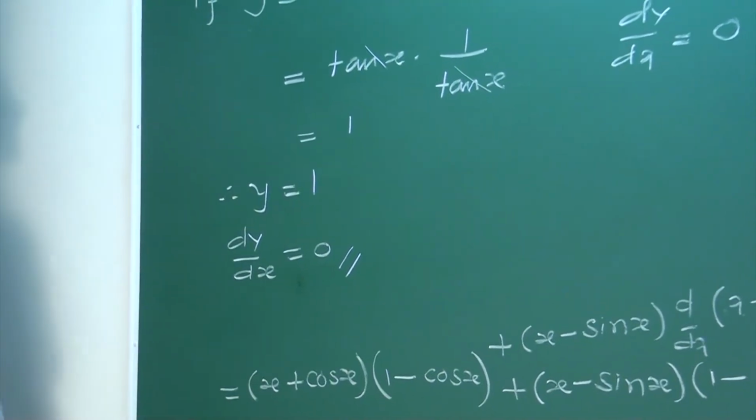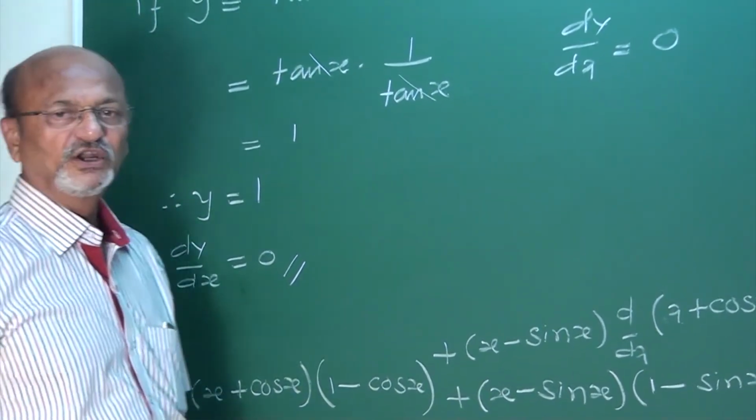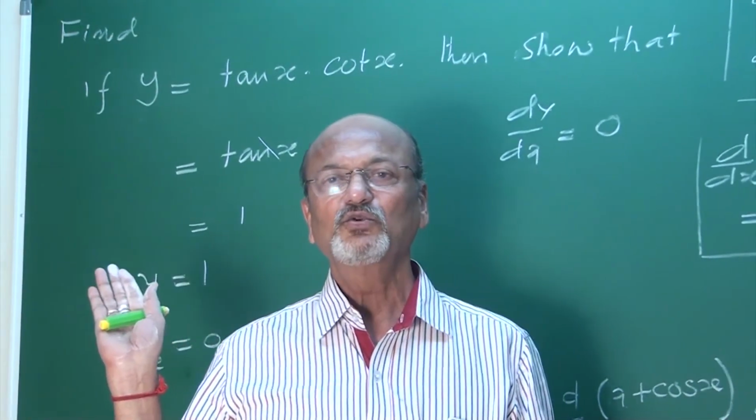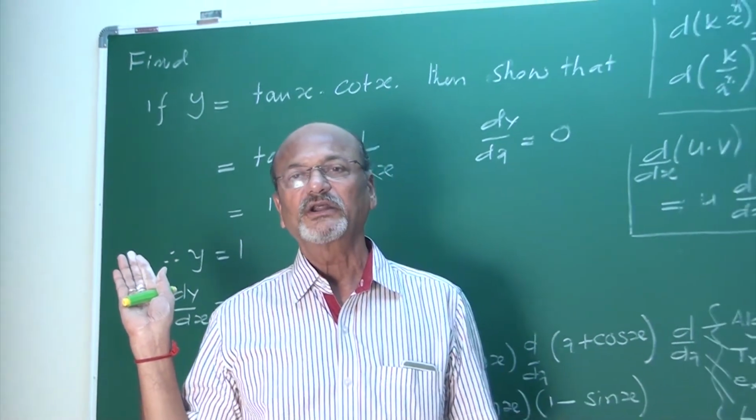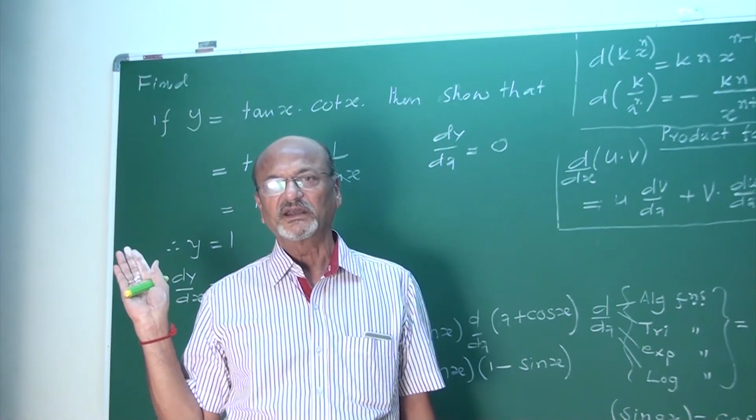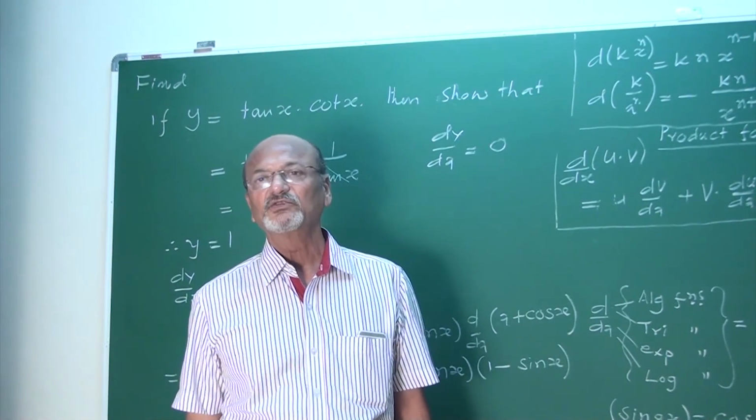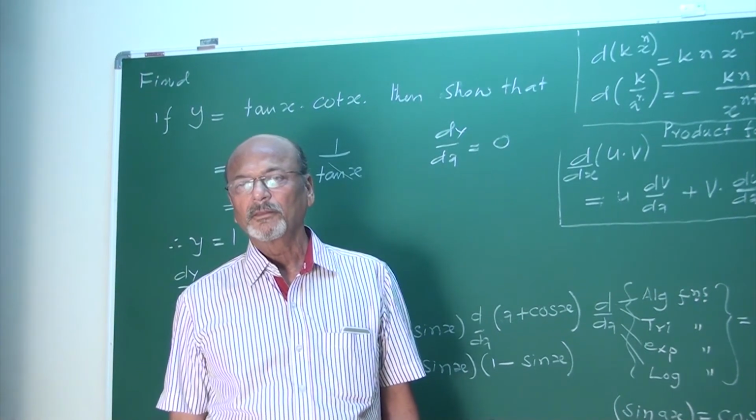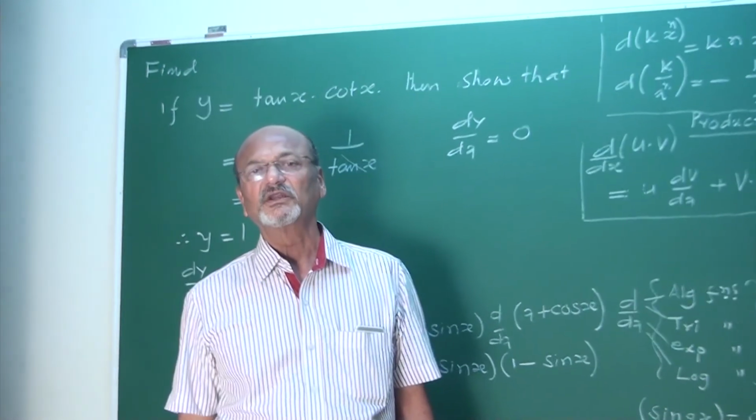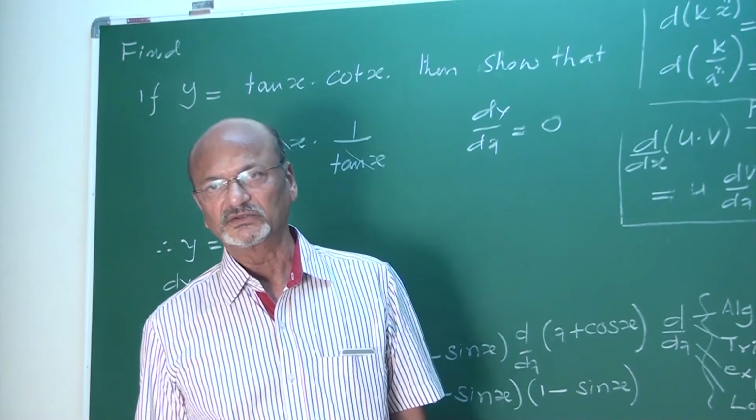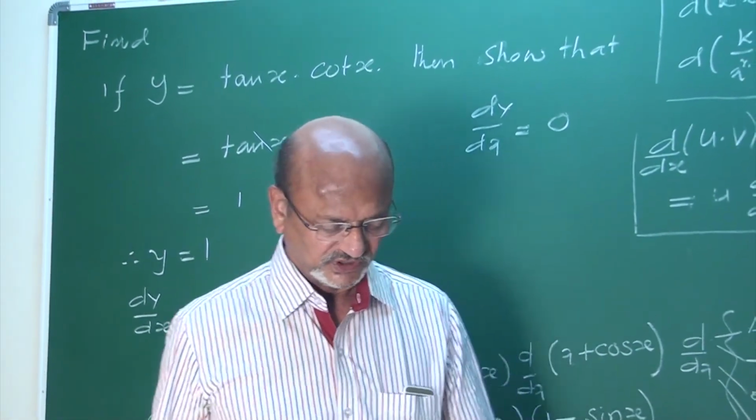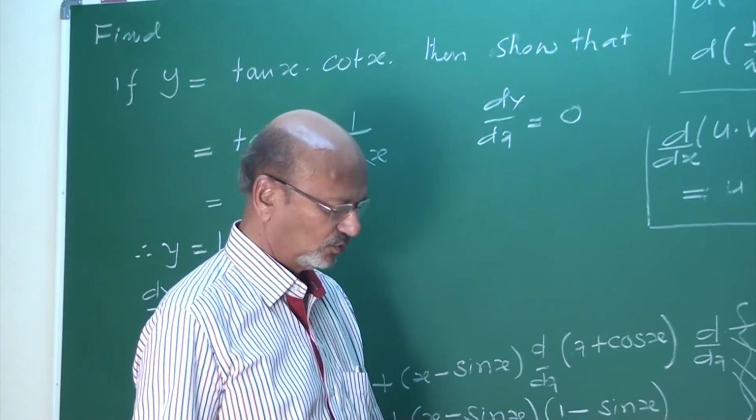2 steps, man. In this case, no need to apply the product formula. Why? We can use your brain. What is cot x? 1 by tan x. When it is 1 by tan x, tan cancels with tan and gives 1. Being a constant, its derivative is 0, my friends, 0. Like that, you do this.